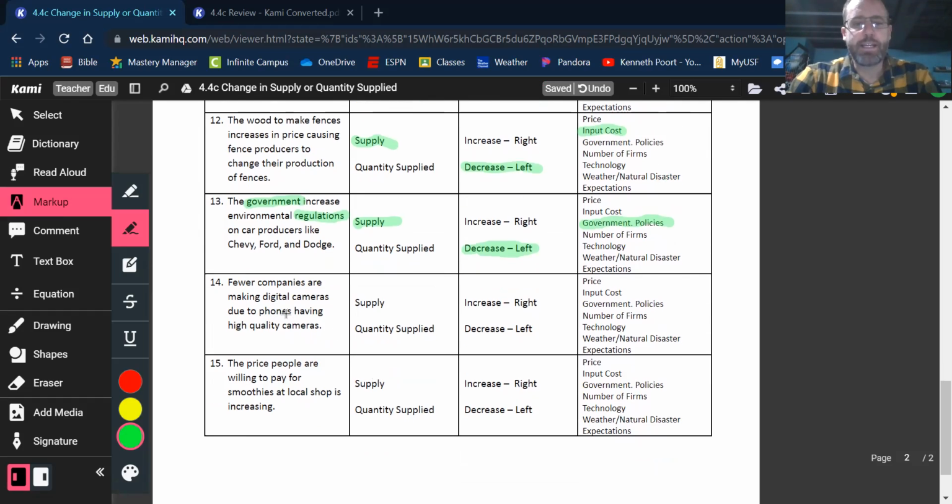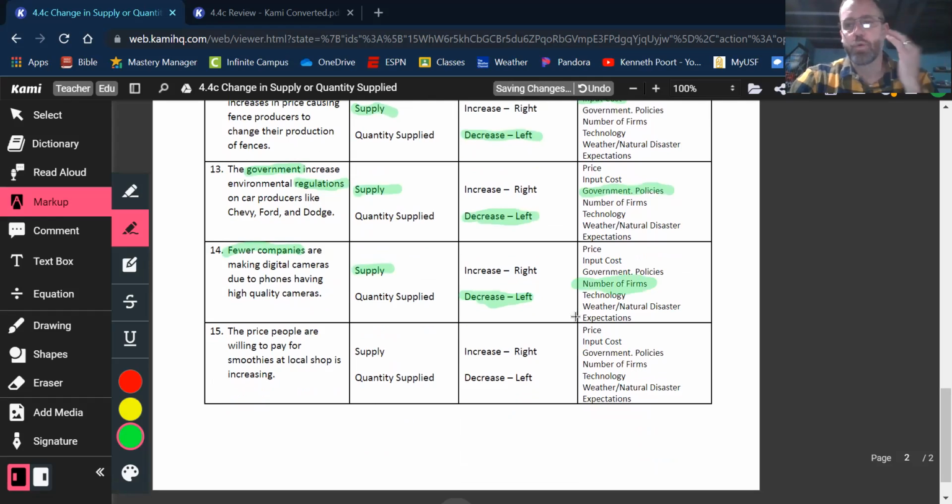Fewer companies are making digital cameras due to phones having high quality cameras. All right, so the main statement is fewer companies. So we know it's a change in supply, nothing to do with price. What's going to happen to the supply of digital cameras to the market is decreasing due to the number of firms in that market. Fewer companies, fewer firms producing digital cameras.